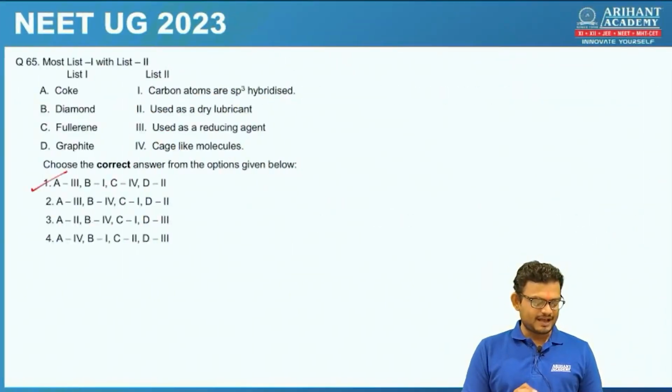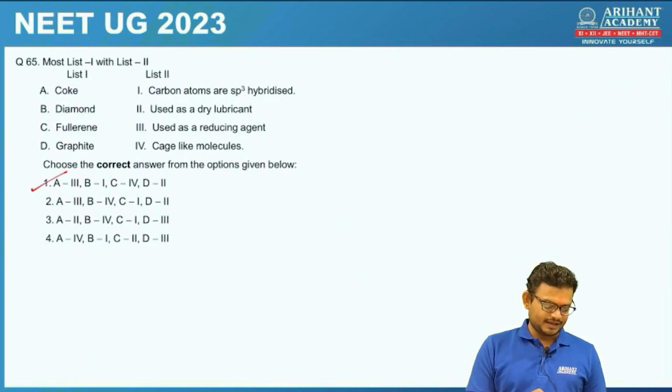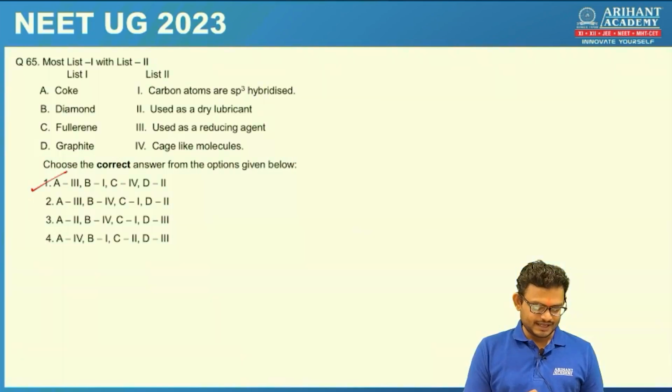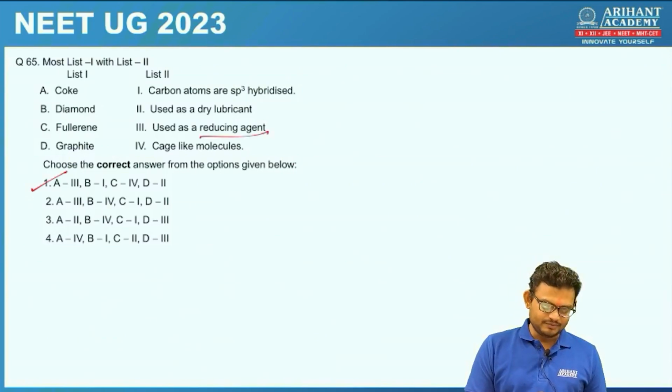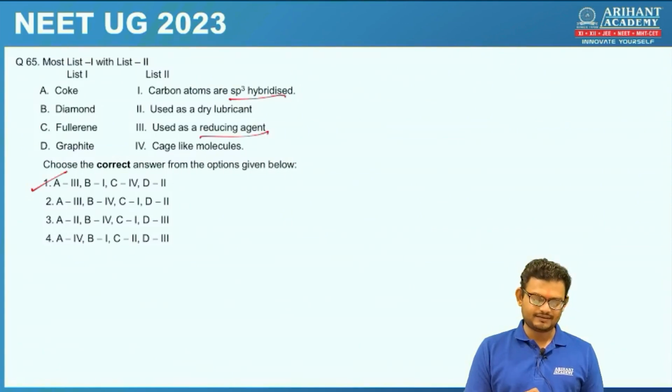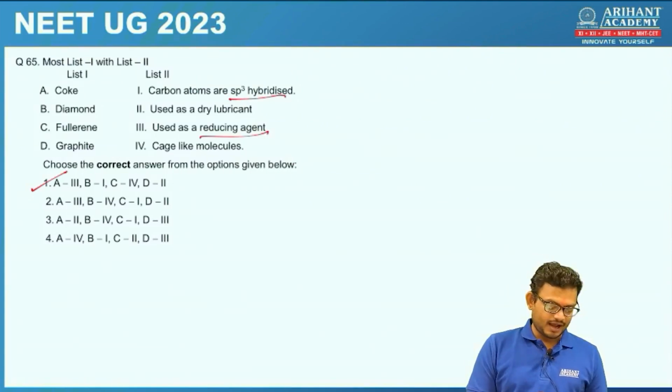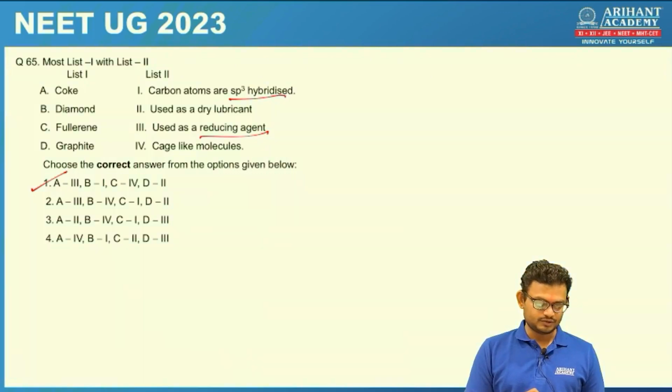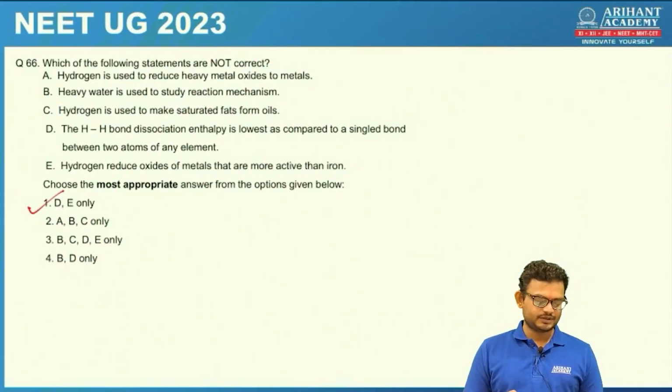It's a typical match the following type of question, and let us have a look at it. Coke definitely is used as a reducing agent in many metallurgical processes. Diamond has sp3 hybridized carbon atoms, we all know it, and fullerene has cage-like molecules. Graphite definitely could be used as a dry lubricant. So the correct option in this case would be option 1. Let's go to the next question here.